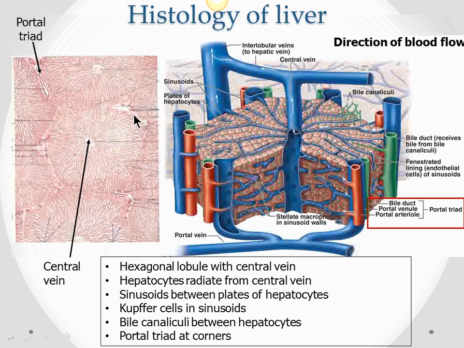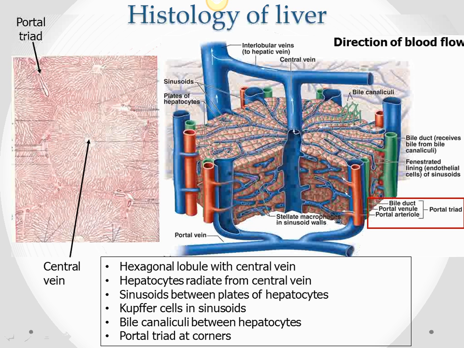And here, if you look at this, this is the histological version as seen under the microscope. So you can see at the corners up here is where you see the portal triads, and here's the central vein. So you can see here are the portal triads which are present here. Okay, so you must know which structures are present at the portal triads.